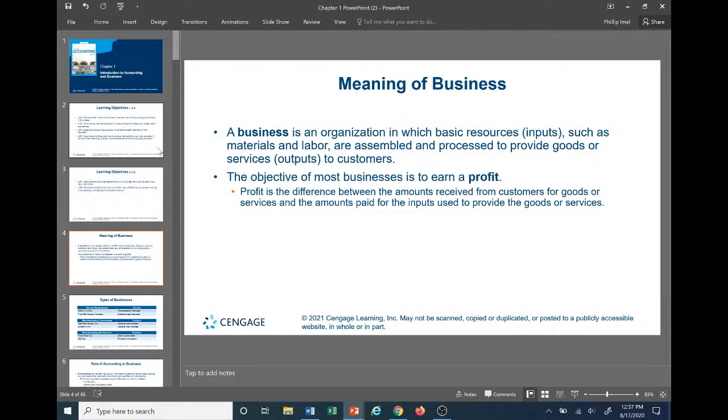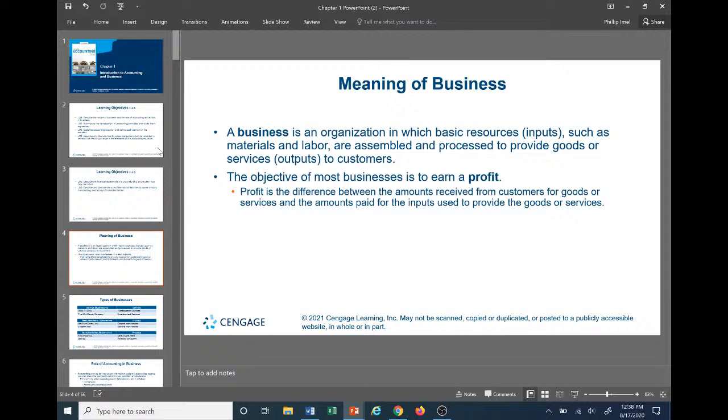You take something like materials and produce a good or service that's going to help someone out, make their life easier, or something they desire, like shoes or an outfit. So that's what a business is. It's a group of processes put together and organized to produce goods or services. And the objective of most businesses is to earn a profit.